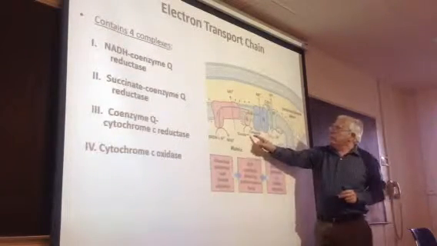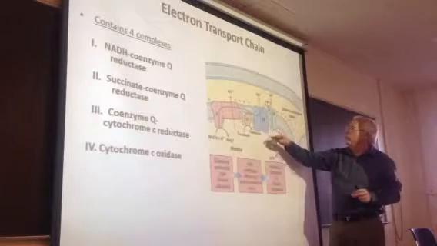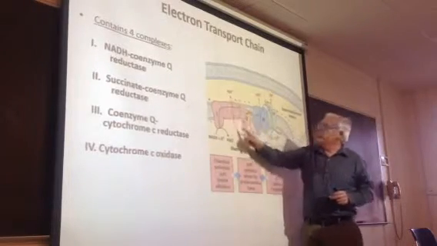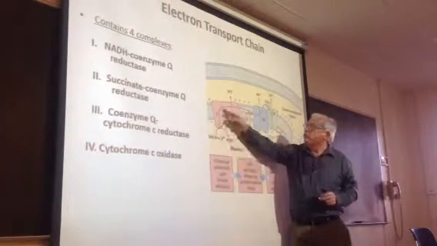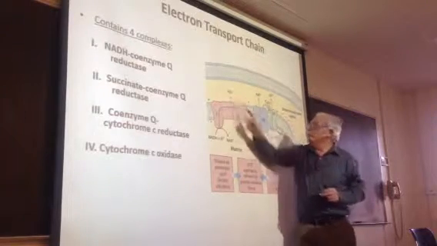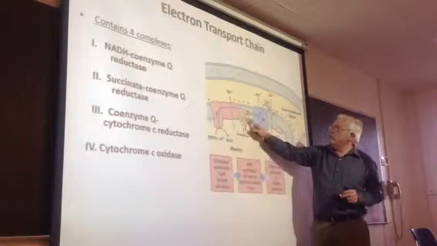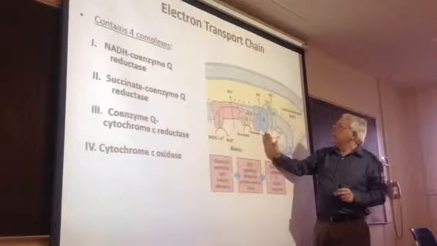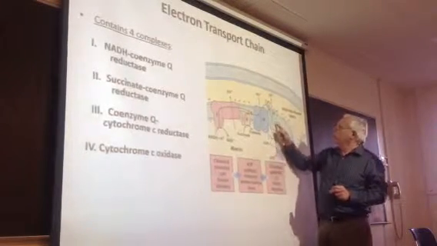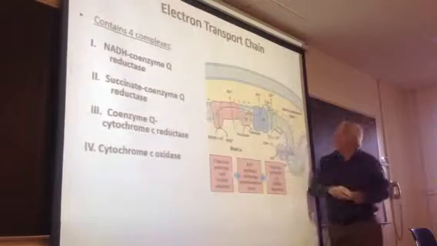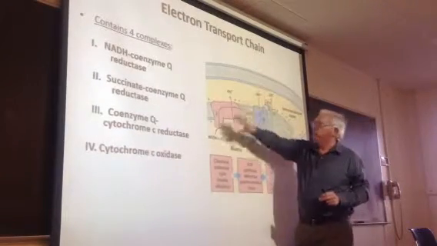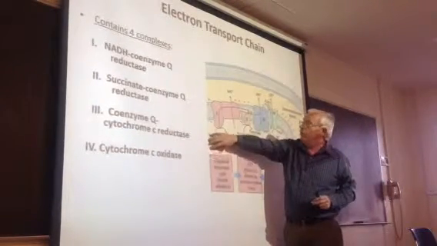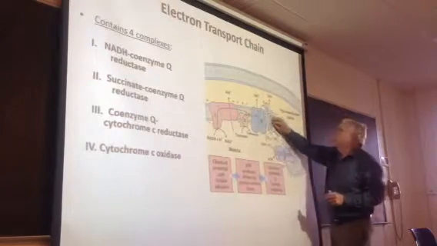Now, 3 of the 4 complexes, notice they pump protons. Complex 1, for each pair of electrons, pumps out 4 protons. Complex 2 is not a proton pumping complex. Complex 3 pumps 4, complex 4 pumps 2 protons. So you get about 10 protons pumped if you start out here with NADH and you go through this full path.